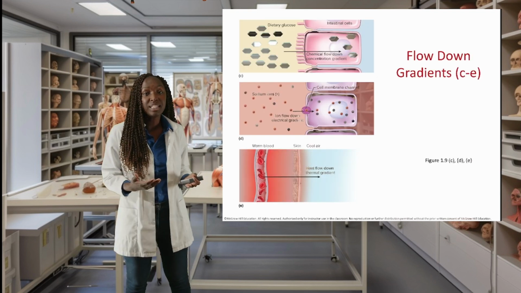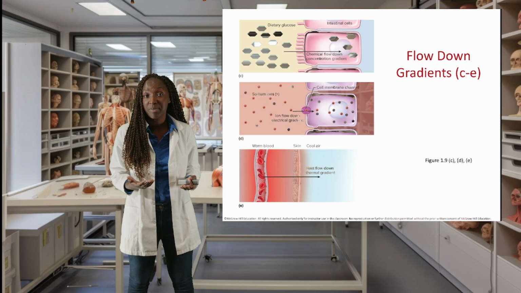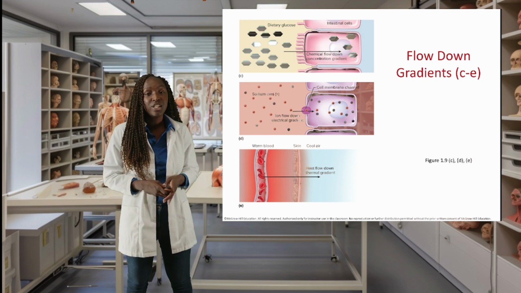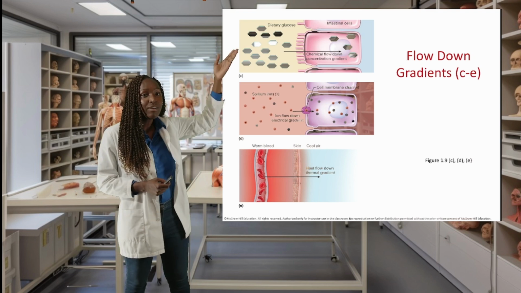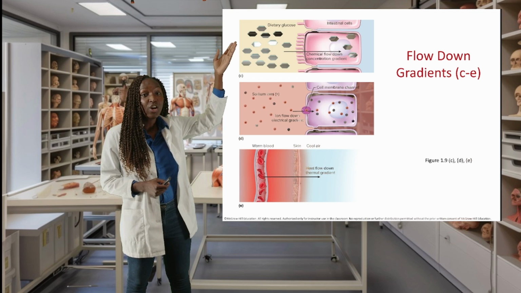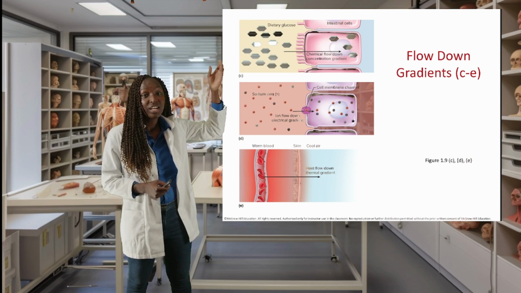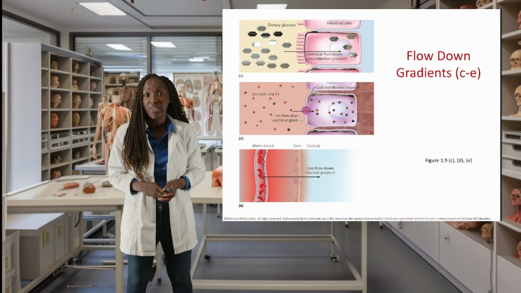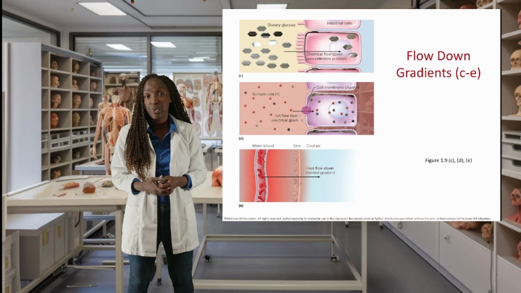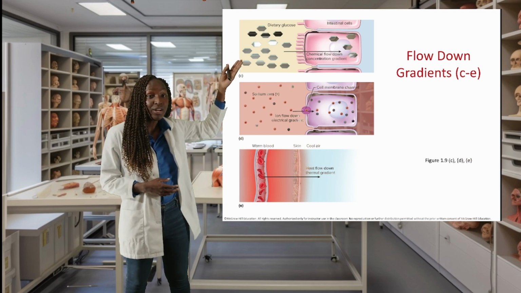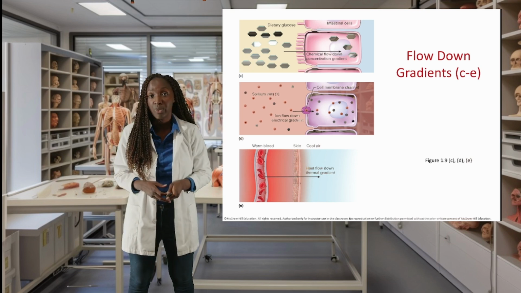So we have a couple examples of how we're going to see this come into play in anatomy and physiology. Let's look at our first example. We have glucose here. There's a large number of glucose in one location and a smaller number of glucose in the other. Which direction do you think glucose is going to flow? Of course, it's going to flow from the area of higher concentration to the area of lower concentration.